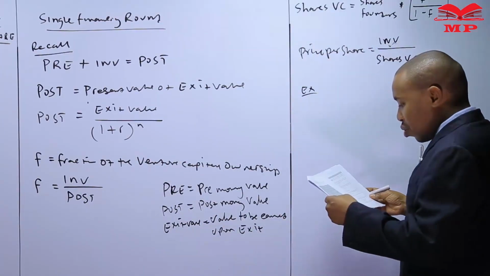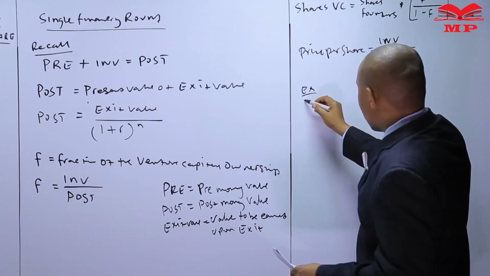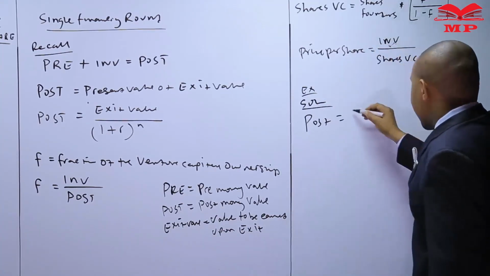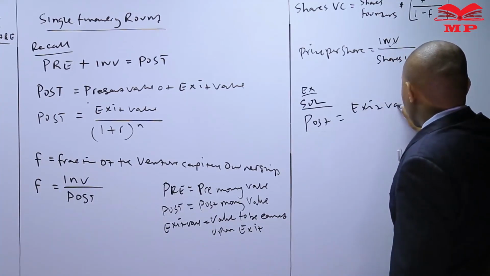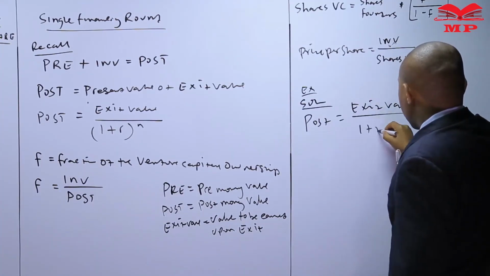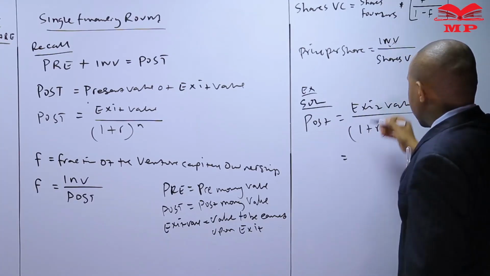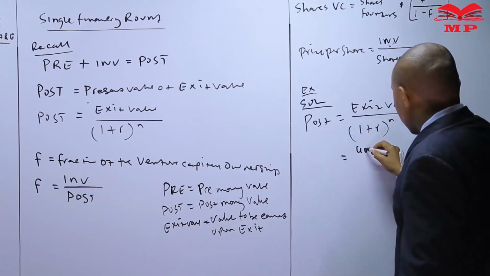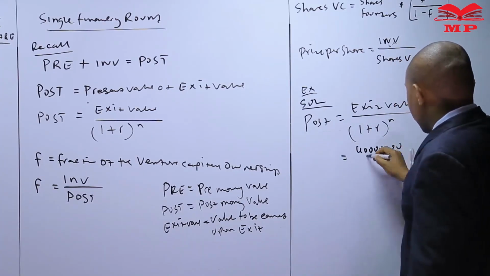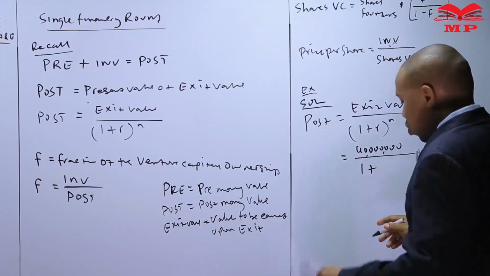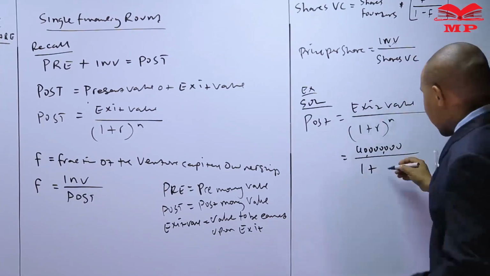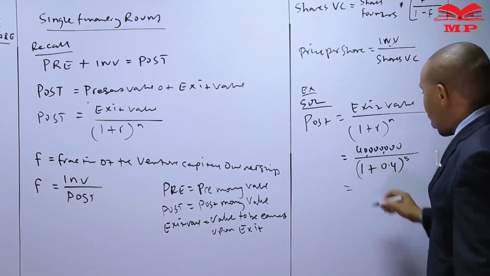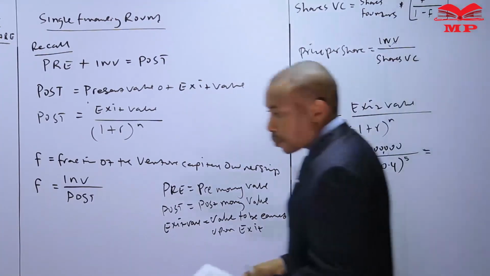So the first thing for us to do is calculate the post-money value. Solution: the post is given as the exit value divided by 1 plus R to the power n. The exit value in this case is 40 million, discounted against 1 plus the required return, in this case 40%, 0.4. How many years upon exit? 5 years.